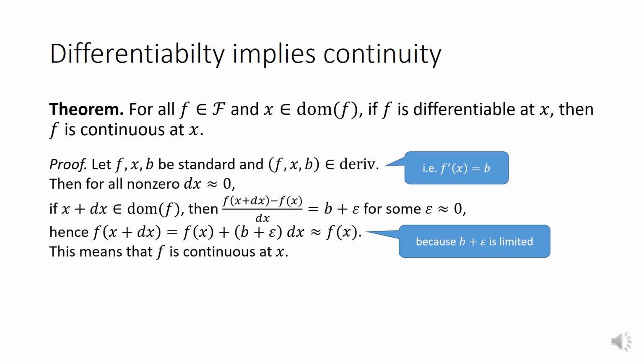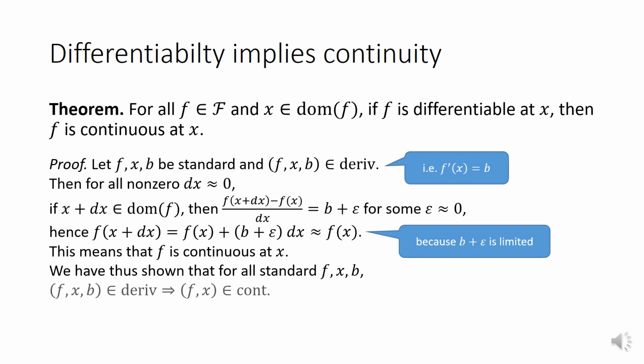This means that f is continuous at x. We have thus shown that for all standard f, x, b, if b is the derivative of f at x, then f is continuous at x. By transfer, this implication holds for all f, x, b.